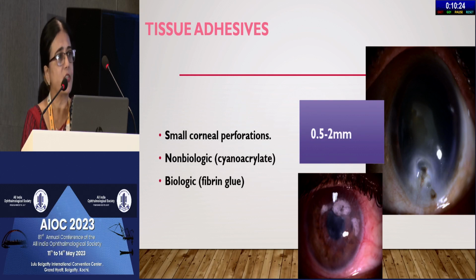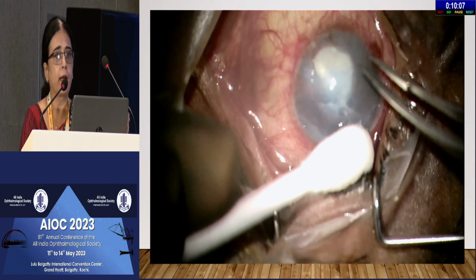Taking first the tissue adhesives, they are simple procedures and can be very versatile. They can be optimally utilized for patients with small perforations less than 2 millimeter. There are two types: the non-biologic one, that is cyanoacrylate, or the biologic one, that is the fibrin glue.